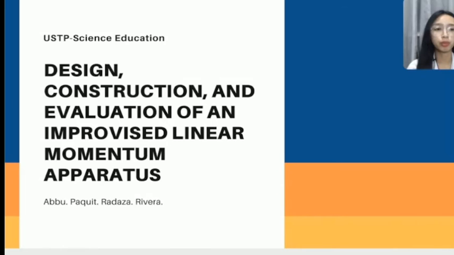I am Alice Rivera, a BS Ed Science student who will be presenting on behalf of my co-researchers, Miss Hazel Abu, Miss Elrime Pakit, and Miss Fuline Rodaza. By the way, today I will be presenting our research concept paper entitled Design, Construction, and Evaluation of an Improvised Linear Momentum Apparatus. Now, to fully understand a research concept paper, let us first discuss the topic in physics that is associated with our study.